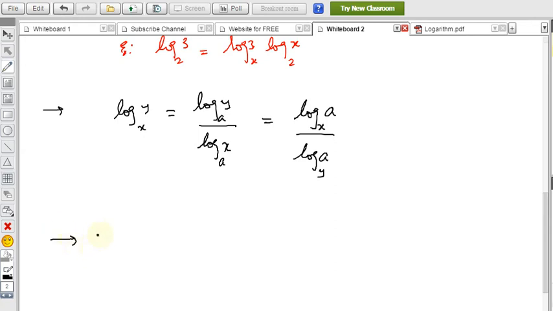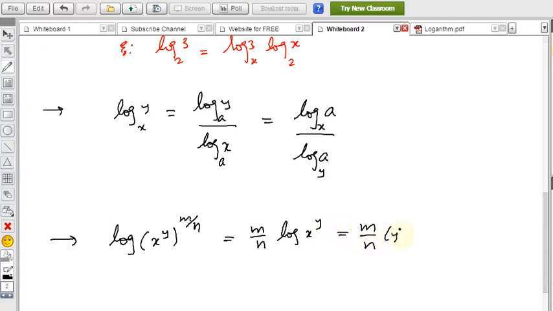In power notation, one property I'll tell you: log of x to the power y, whole to the power m by n. As I said in the previous formula, the power you can write in front: m by n, log x to the power y. Again, this you can write as m by n into y, because y is the power, so log x. This way you can write.